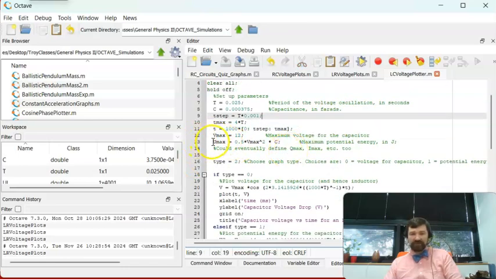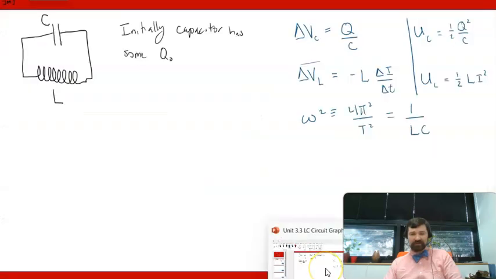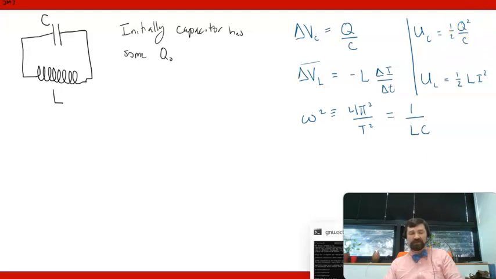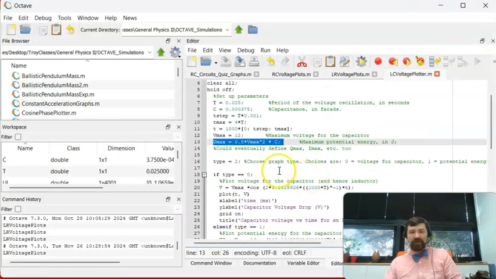And then I also have a maximum energy value, which is of course calculated as per the equation that I've written here for the maximum potential energy of the capacitor. Q squared over C is also, for what it's worth, 1/2 times C times delta V squared for the capacitor. So that's in terms of the code parameters.